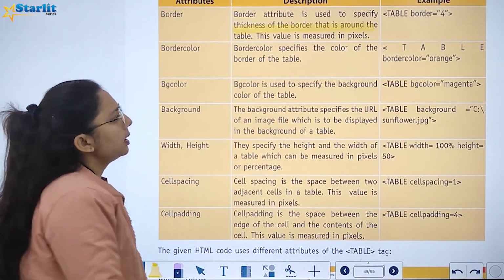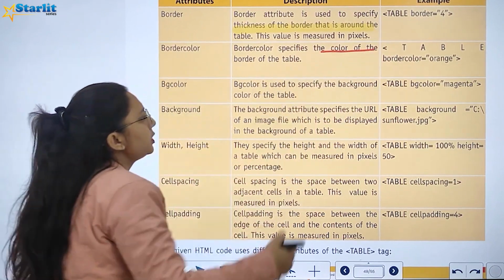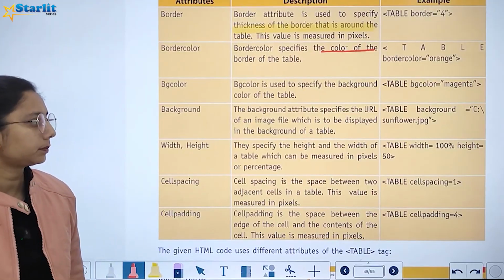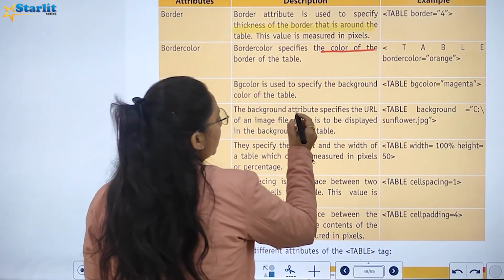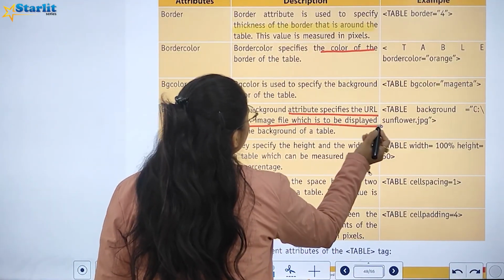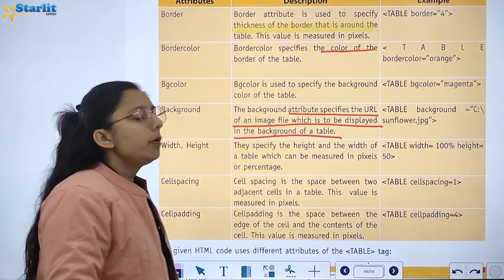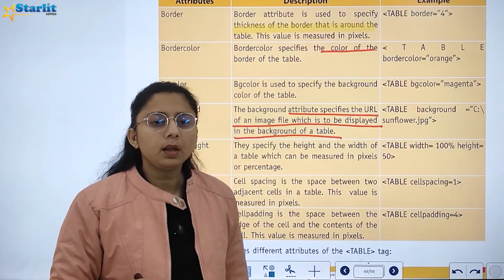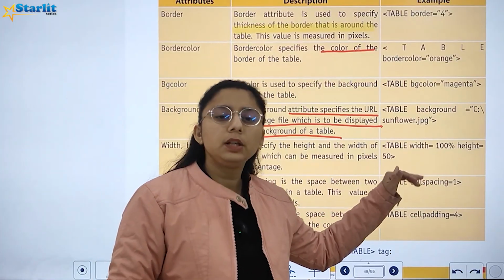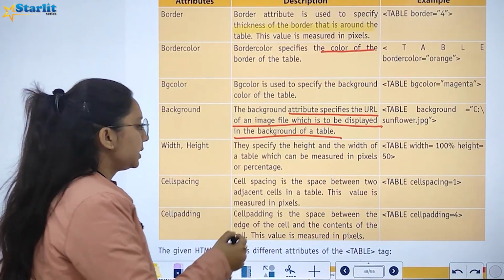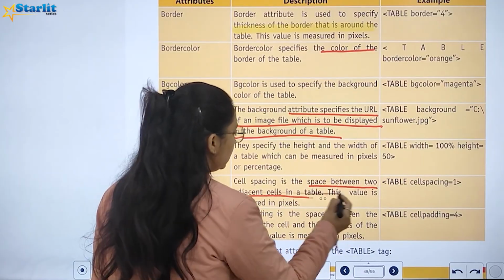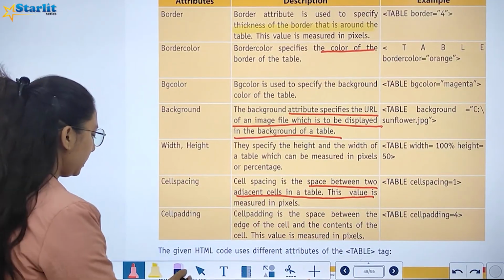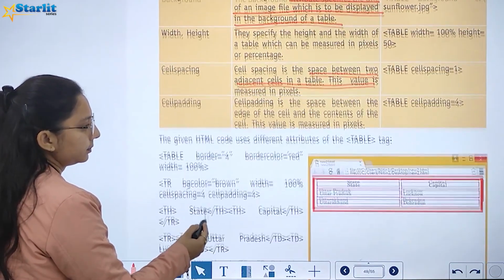Then we have border color, जो आपकी color बताता है आप कौन सा color choose करना चाहते हो. Then BG color, जो आपके background के color को बताता है. Then we have background, जो specify करता है URL of an image file which is to be displayed in the background. जो image file आप background में display करना चाहते हैं. Then width and height, क्या width होनी चाहिए, जैसे 100%, height होनी चाहिए 50. Then we have cell spacing, which is the space between two adjacent cells in a table. ये जो value होती है इसको हम pixel में measure करते हैं. Then we have cell padding.